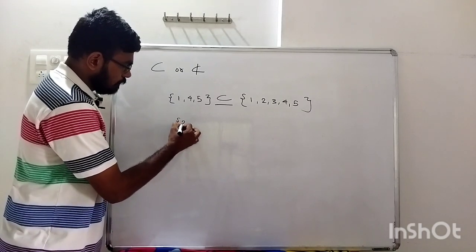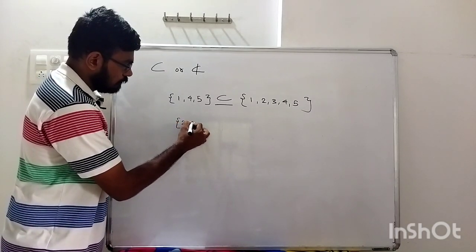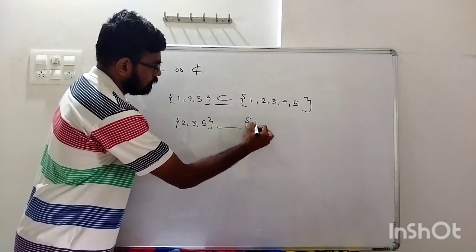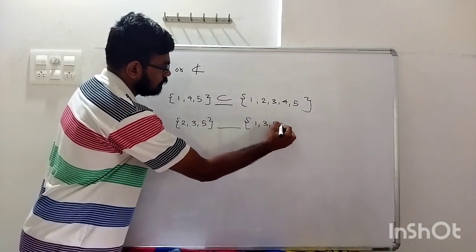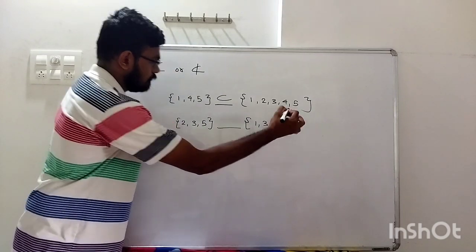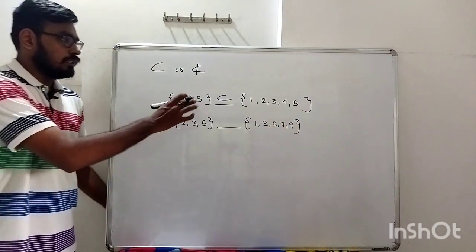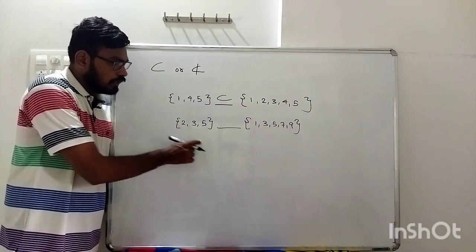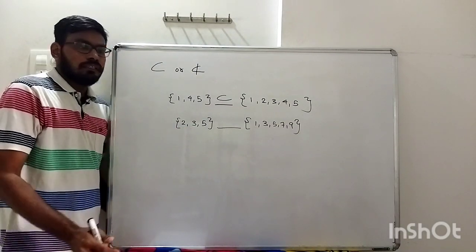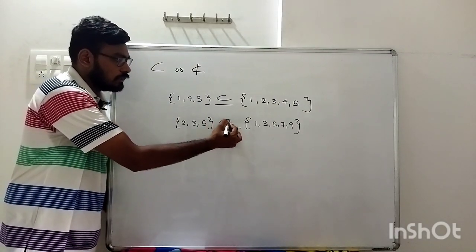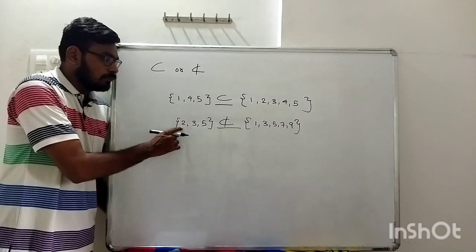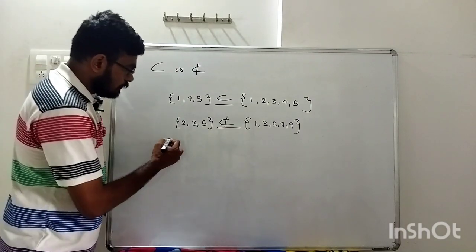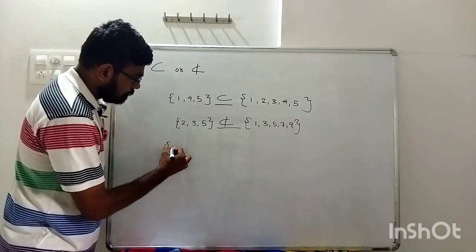Similarly, {2, 3, 5} and {1, 3, 5, 7, 9}. So here there is 2, but here there is no 2. So you can't say that this is a subset. Every element of this must be an element of that. Next.